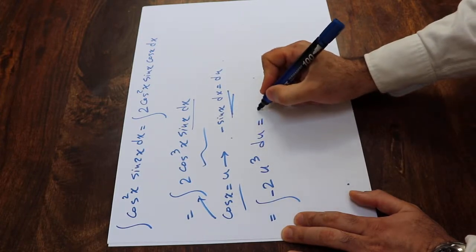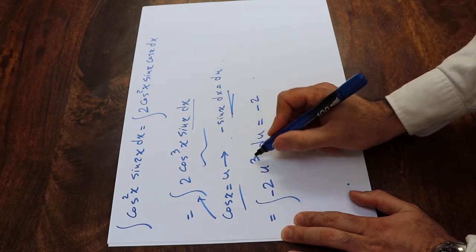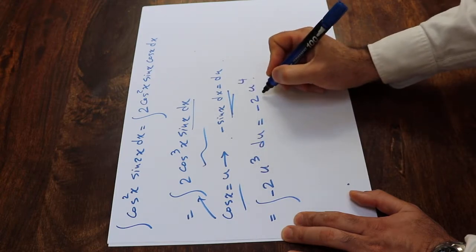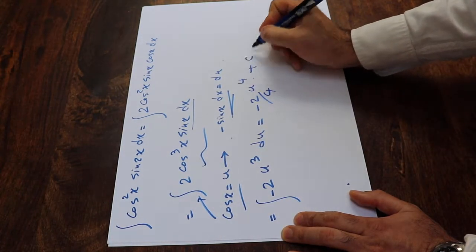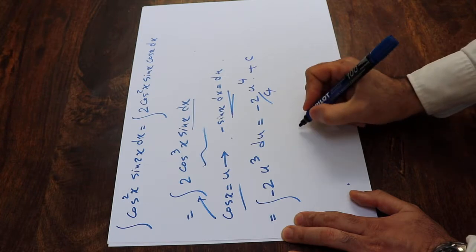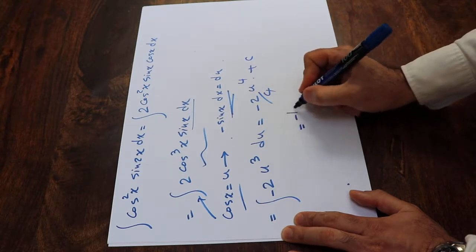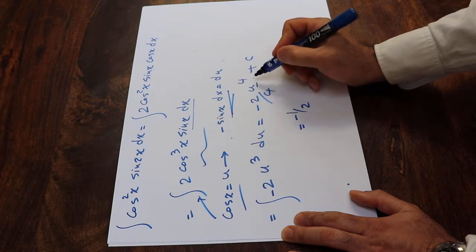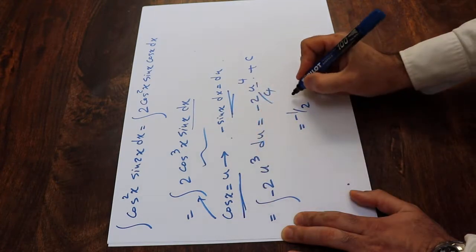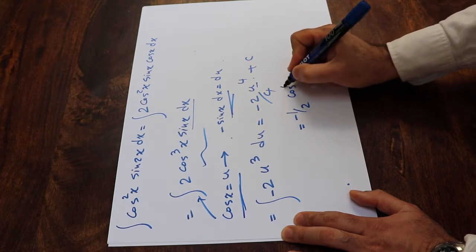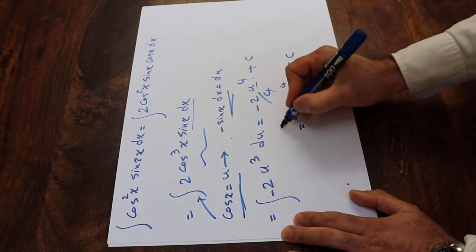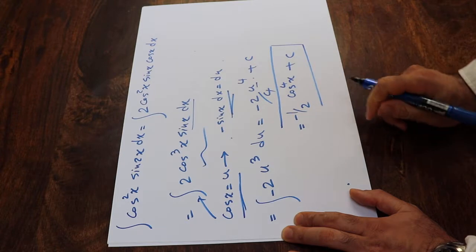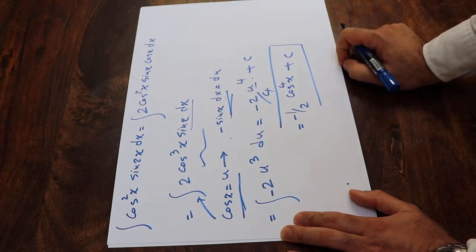This integral will be equal to minus 2 times the integral of u cubed, which is u to the power of 4 divided by 4, plus c, which is the constant of the integral. In other words, this will be equal to minus 1 divided by 2. Here all you need to do is substitute u with its definition, which is cosine x. So you write cosine x to the power of 4 plus c, the constant of the integral. And that's the solution to our integral.